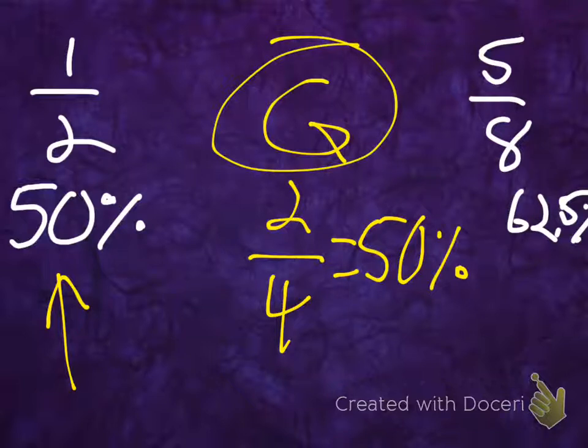Does everybody see how we're doing this? You've got to change everything to percents. Once you do that, they're very easy to compare.